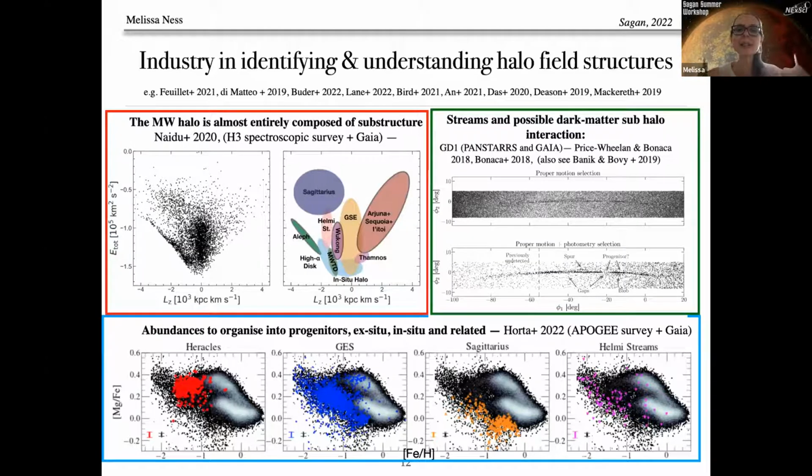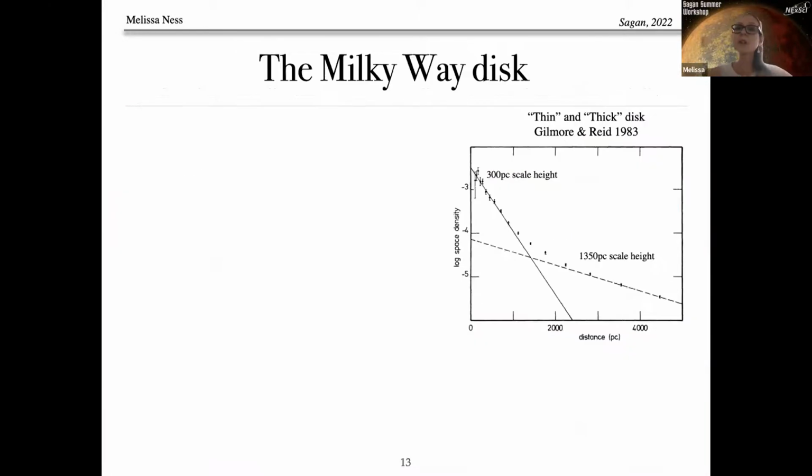Okay, so Gaia is giving us a lot more insight into all of these different structures of the halo and infall and streams that we're seeing, that we're able to see and analyze in much more detail. Moving on to the disk.